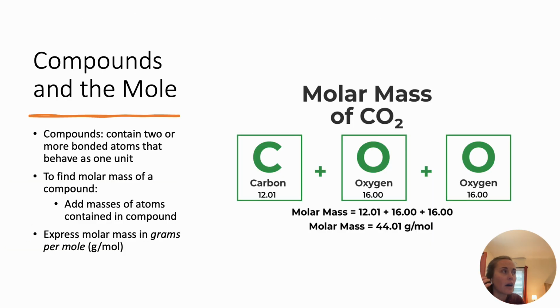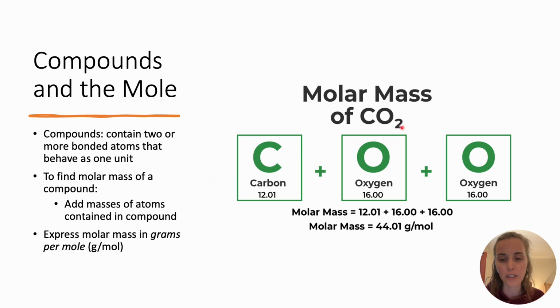Up to this point, we just talked about single elements. So now we're going to talk about compounds and how they relate to the mole. A compound is something that contains 2 or more bonded atoms that behave as one unit. For example, CO2, H2O, NaCl: carbon dioxide, water, table salt. Those are all compounds. To find the molar mass of a compound, you just add the masses of the atoms contained in the compound. This will be expressed as grams per mole.